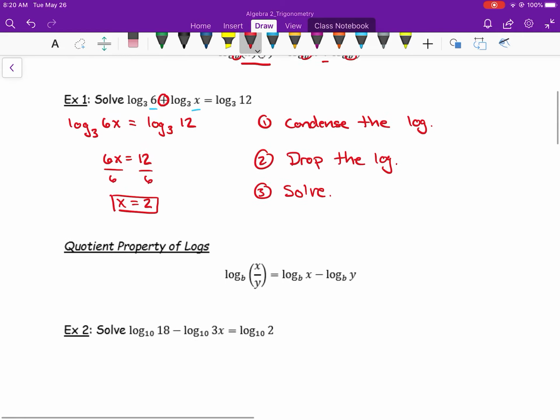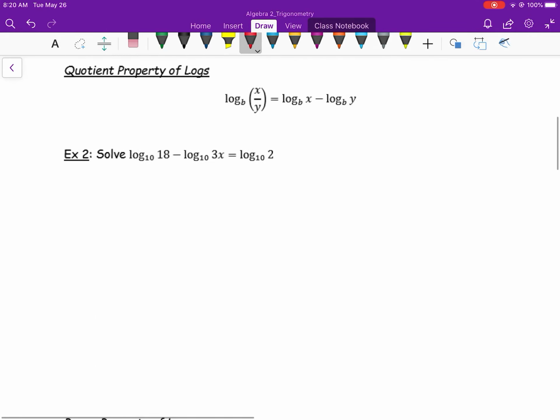Okay, so that's our product property. Quotient property is the same. Division is subtraction. Alright, so we have subtraction here, which means I'm going to take those numbers and I'm going to divide them. So it becomes log base 10 of 18 divided by 3x is equal to log base 10 of 2.